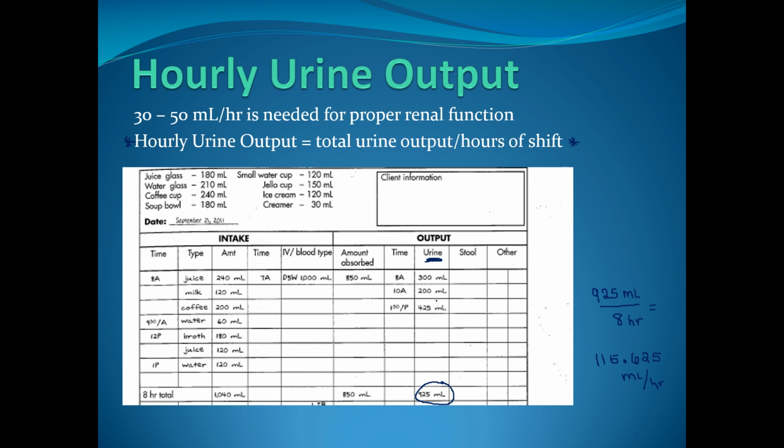And the question that students often run into is, should they be using the total shift, or should they just look at the time elapsed written down under this time column? And the answer is you should be using that total shift. So when we do the hourly urine output, it is the total milliliters of urine divided by the total hours of the shift.